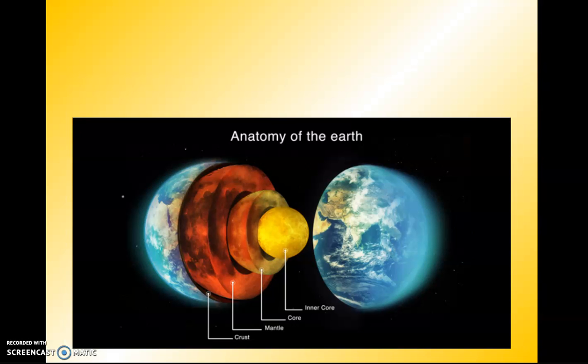So if we could cut the Earth open and look at it, this is essentially what we're looking at, this anatomy of the Earth. When you made your Earth's layers foldable, you were looking at a pie slice of this image right here with all the information. And that is the layers of the Earth and how earthquakes are made.